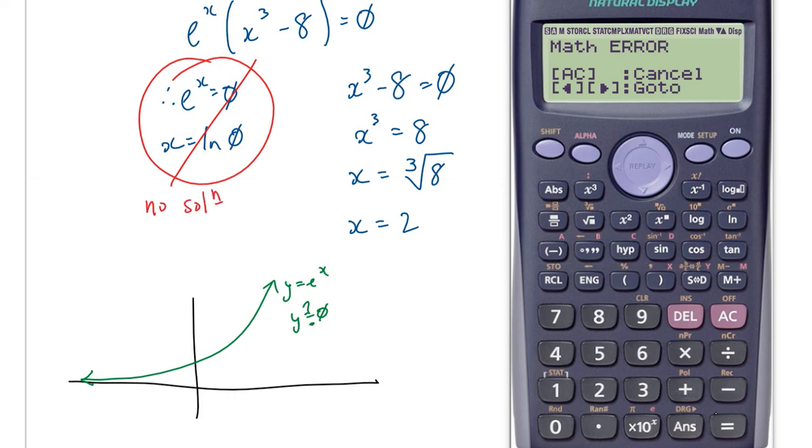But the other part does, where x equals 2. So this question, there's a question where you do have an answer that's not an actual answer, okay? And you would say no solution.